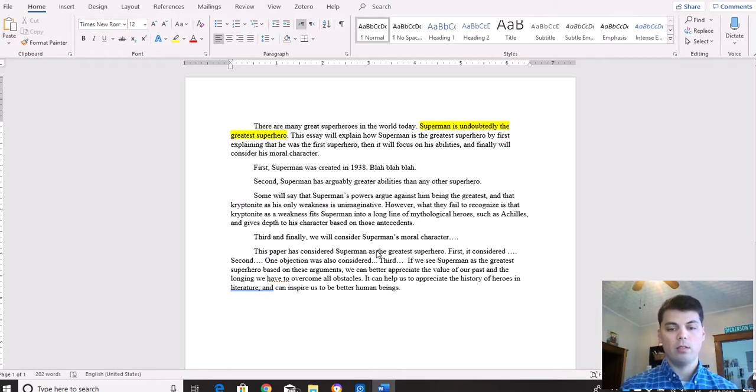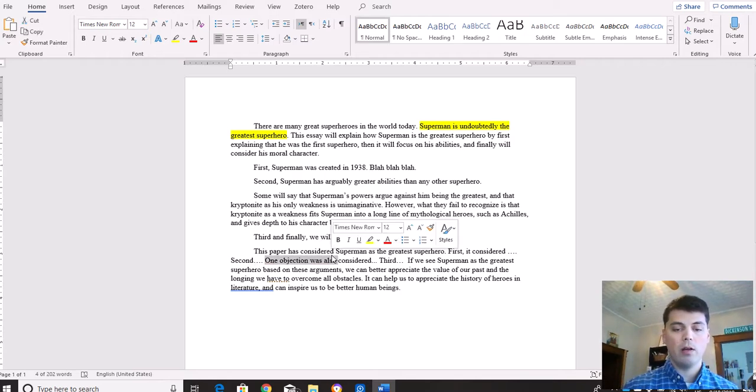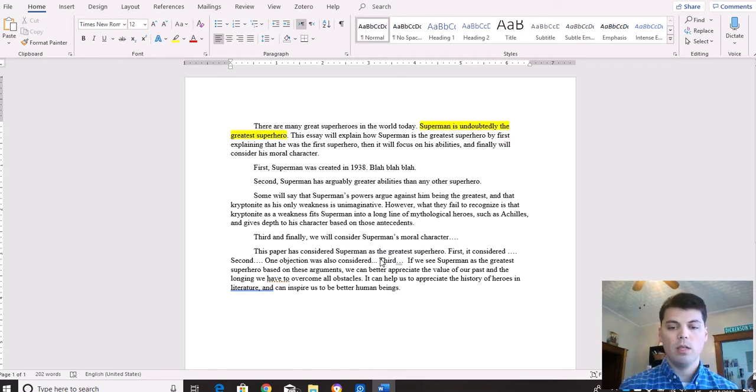So, come to the conclusion, tell us what you told us. This paper has considered Superman as the greatest superhero, so I'm just repeating my thesis, and then I'm going to explain how I established that argument. First, it considered, no more than a sentence there, just very basic. First, it considered this. Second, it considered this argument. One objection was also considered. So if I have an objection that's worth a whole paragraph, I want to put that in my conclusion as well. And then third point of argumentation there as well.